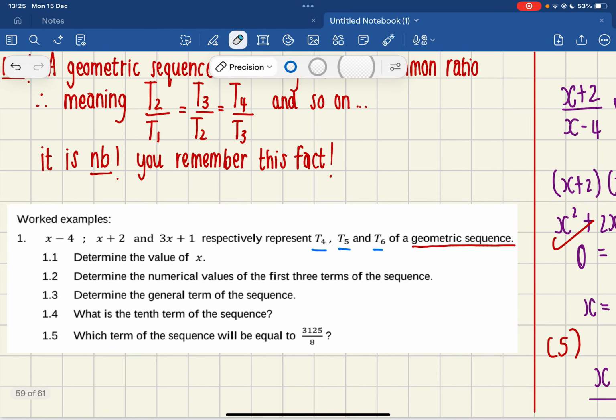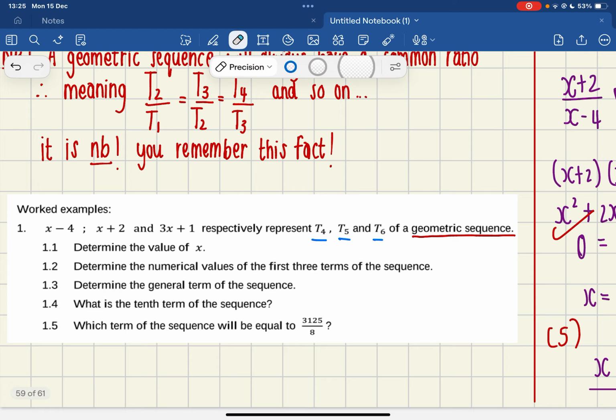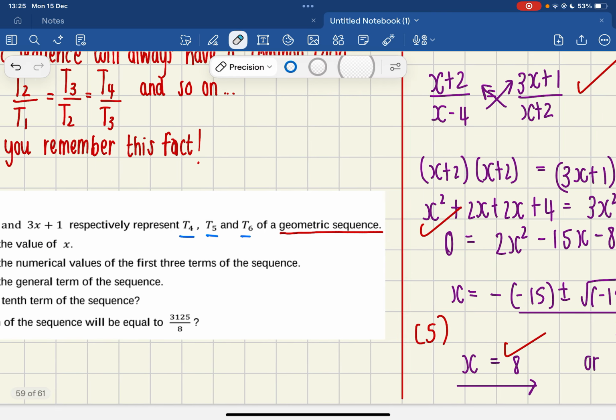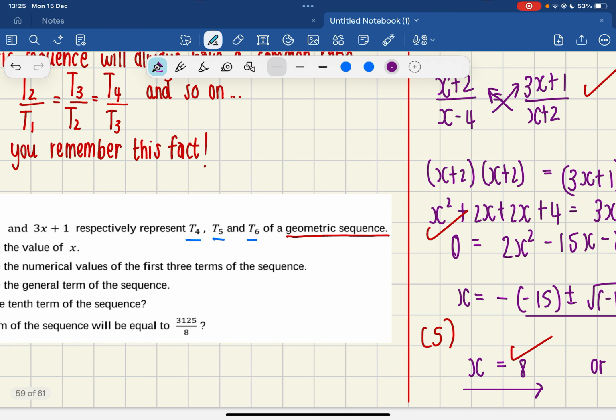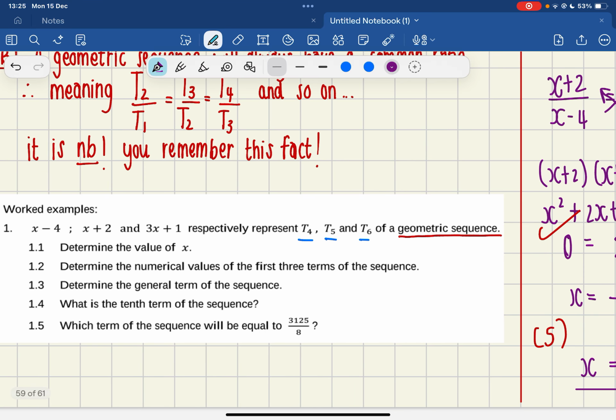I know the video cut short. We're now going to tackle question 1.2. We've already solved question 1.1, saying that x is equal to either 8 or negative a half. Now, boys and girls, we're going to quickly tackle question 1.2 to 1.5.